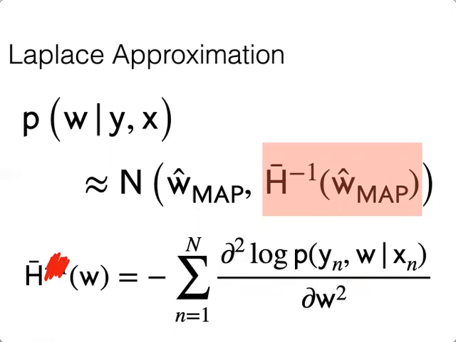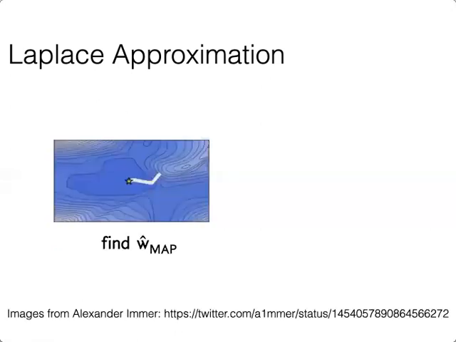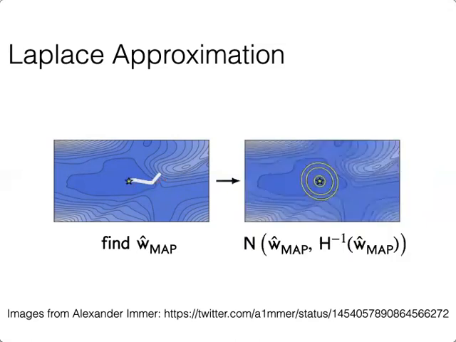So why is this a good thing to do? You can imagine as follows. We run some sort of stochastic optimization, like stochastic gradient descent, to find a point estimate as the MAP. And then once we're there, we compute that Hessian matrix. And that gives us a covariance matrix that is formed by the local curvature in that local minimum that we landed in with the MAP estimate. And that is our posterior approximation.